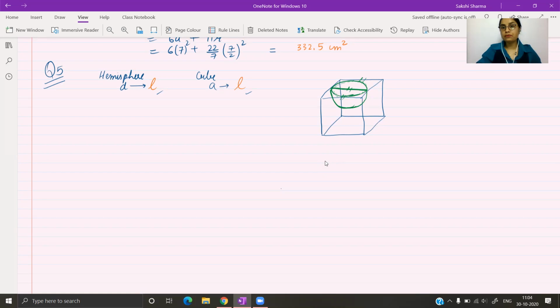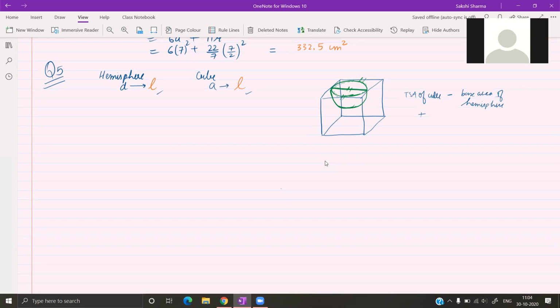So what surfaces will you have? From the total surface area of this cube, there is one thing which has been removed. From the top face, this circular portion has been removed, which will be the base area of the hemisphere. So a circular portion has been removed. And along with that, the flat surface that was supposed to be on top has been removed, but there is a curved surface now created. We need to count that area as well.